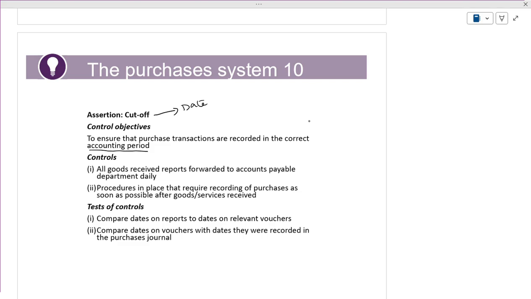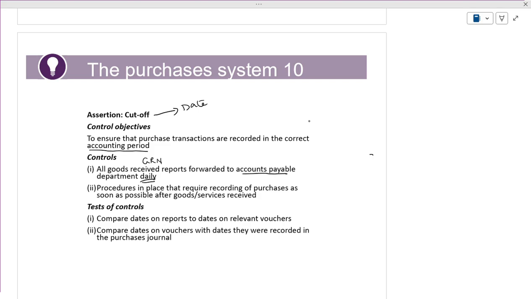All goods received forwarded to be accounted in accounts payable department on a daily basis. Whatever you have received, goods received reports, goods received notes, you have to update on a daily basis. Otherwise, what will happen? This month payables will be next month. Now it is computerized, but not everywhere. It is computerized in major companies, but small business entities, it is not that much computerized.